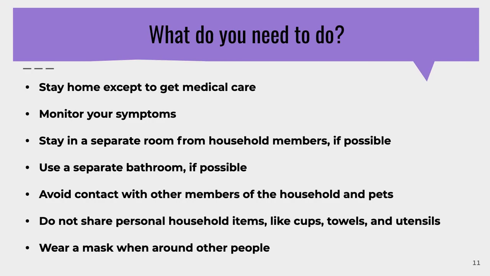So the key part of isolation is separating yourself entirely from others in your home. So you need to stay home except to get medical care. And if you do need to seek medical care, call ahead and let them know you have COVID-19. Continue to monitor your symptoms, stay in a separate room from other household members if possible, use a separate bathroom if possible, and then avoid contact with other members of the household, including pets. Do not share household items like cups, towels, utensils, and if you do have to be around other people, wear a mask.